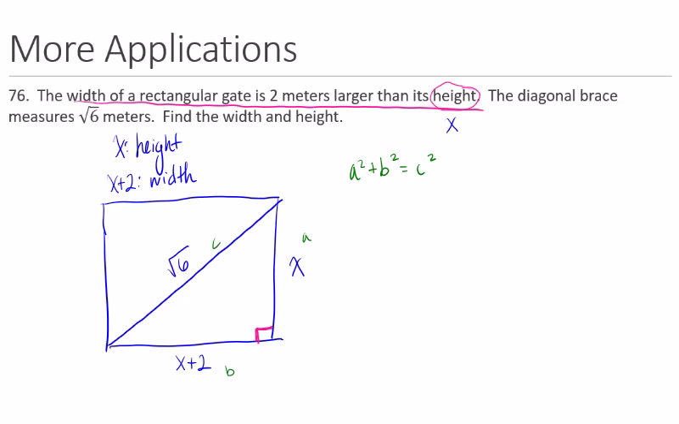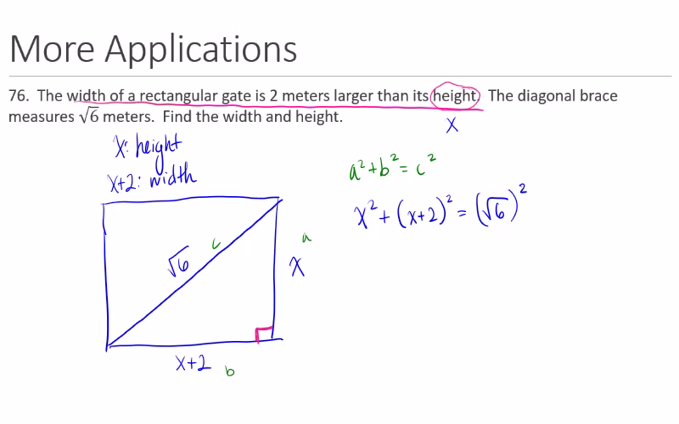So we can plug the values in terms of x into our Pythagorean theorem. So instead of a, I'm going to put x squared. Instead of b, I'm going to put x plus 2 and square it. And instead of c, I'm going to put root 6. So there's our quadratic equation. Okay, so now we don't need the words anymore. We really don't need the picture anymore. But that's how we set it up.